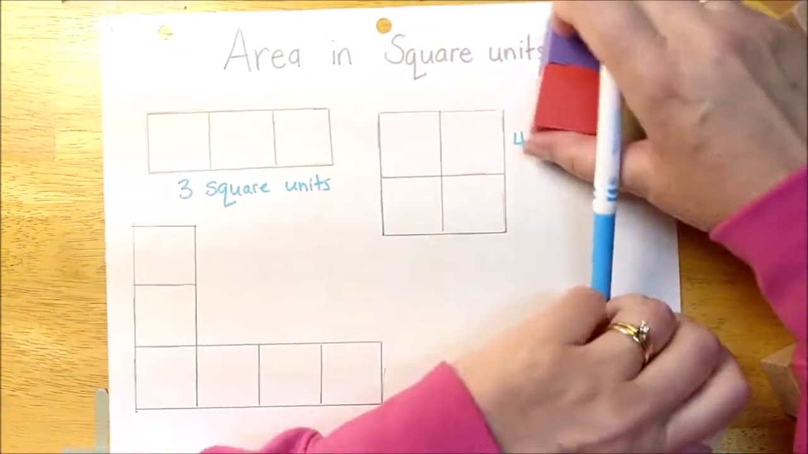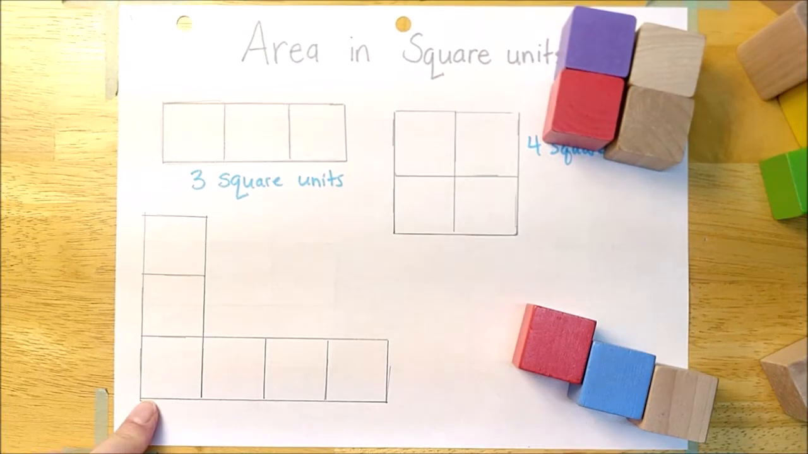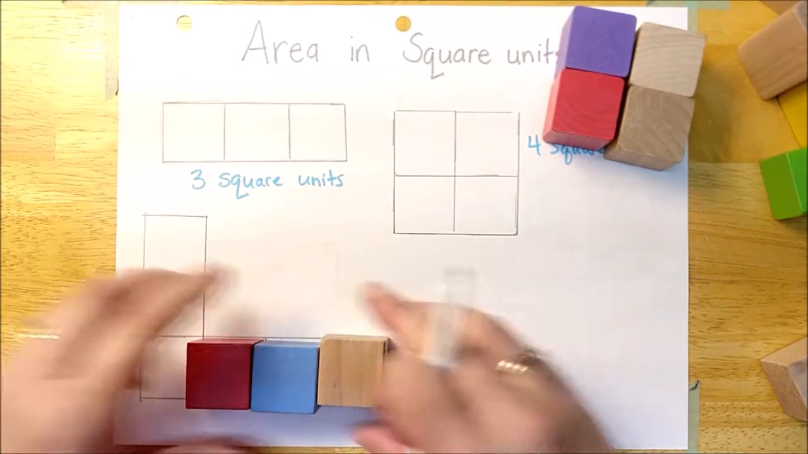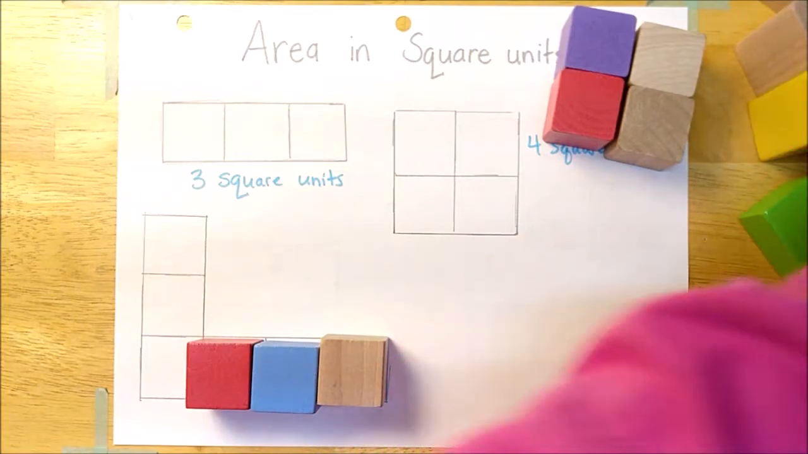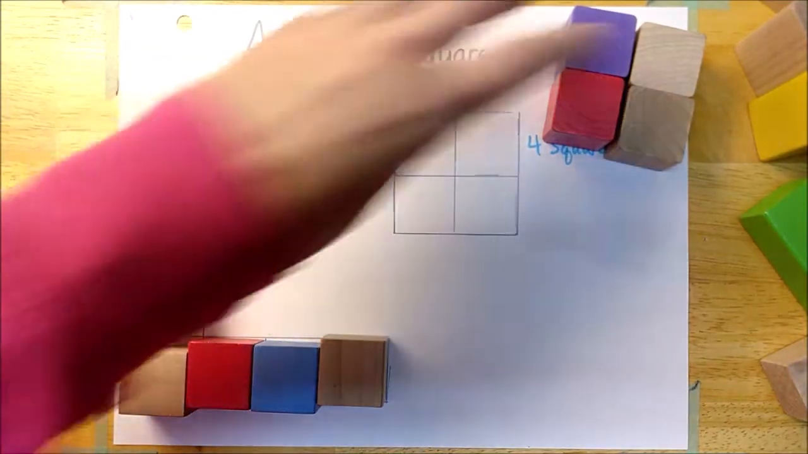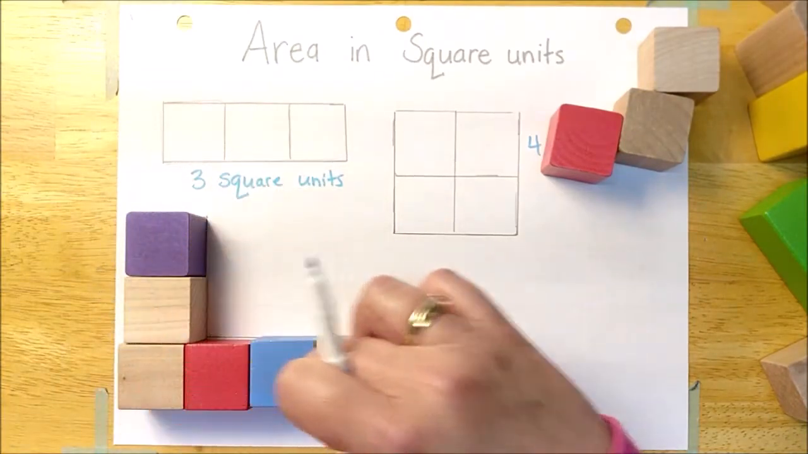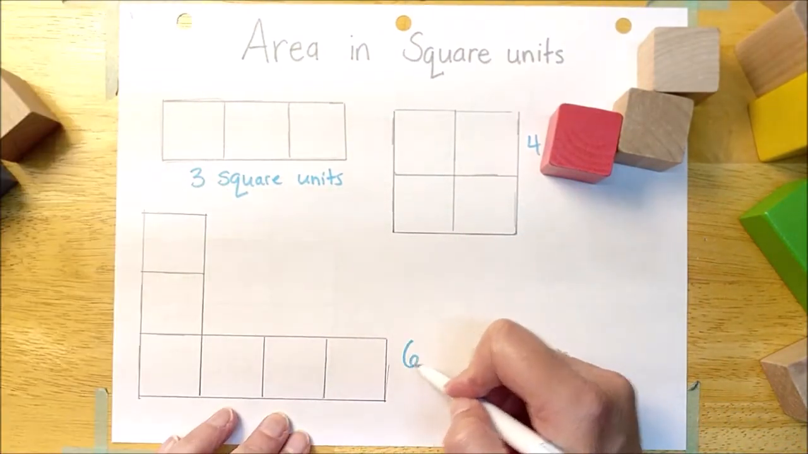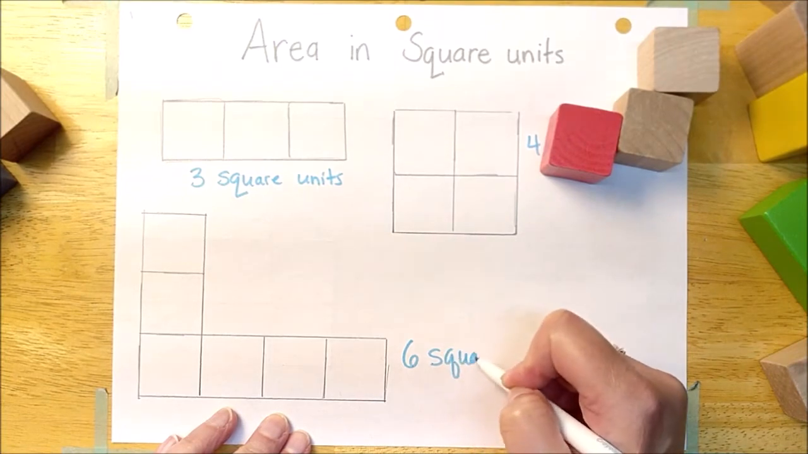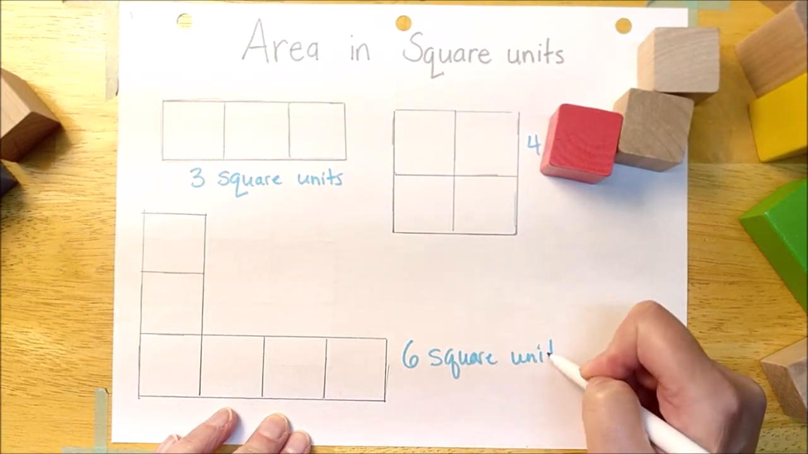Now I have this one here, and I bet you can guess by looking at it, but I'm going to put the blocks in here anyway, and I find that this one has 1, 2, 3, 4, 5, 6. So this has 6 square units.